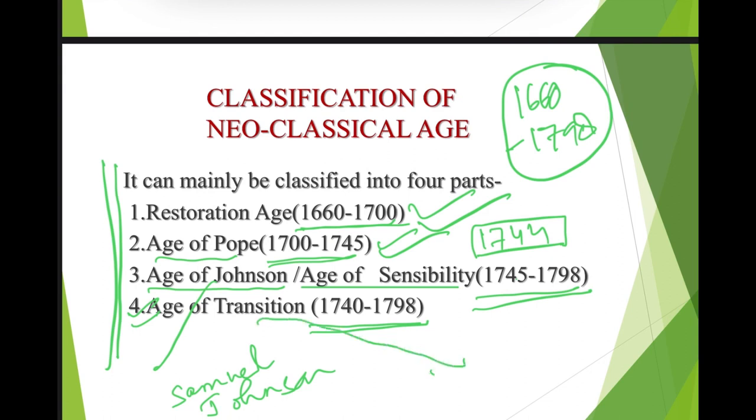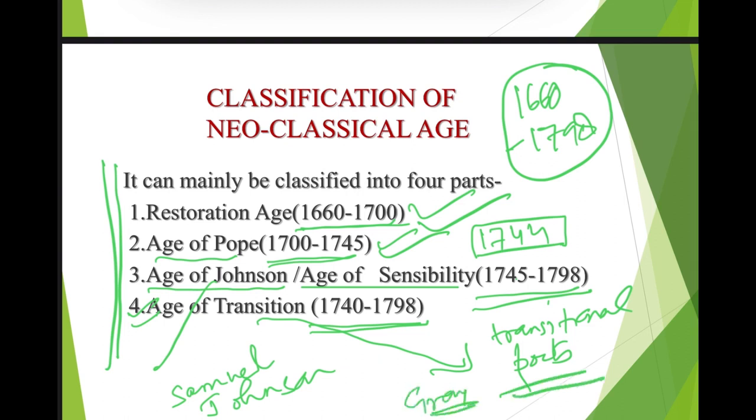Now, the age of transition is actually a transitional age, as we can call it. We have many transitional poets also. You must have studied Thomas Gray, who is a transitional poet. And transitional poets, you will learn later, are the poets in whose poetry we have a mixture of neoclassicism and romanticism. So we have the transition. So this neoclassical age has four parts: the Restoration age, 1660 to 1700, then the age of Pope, then the age of Johnson, then the age of transition. These dates are very important.